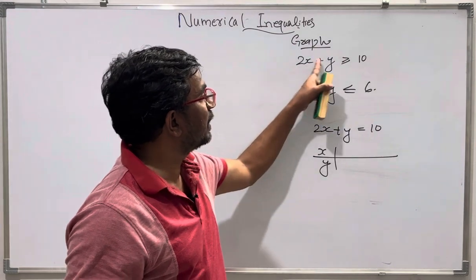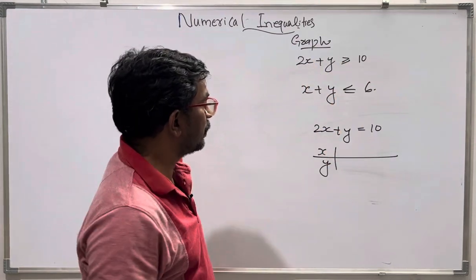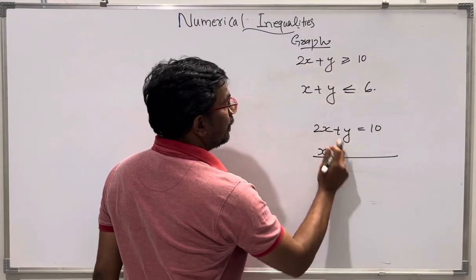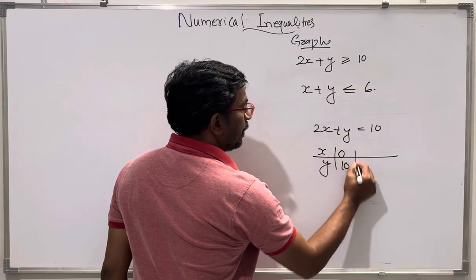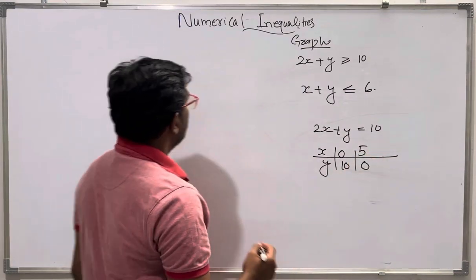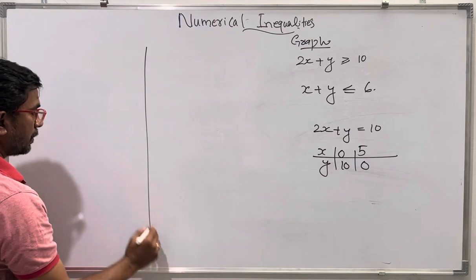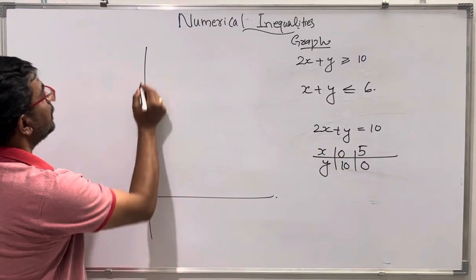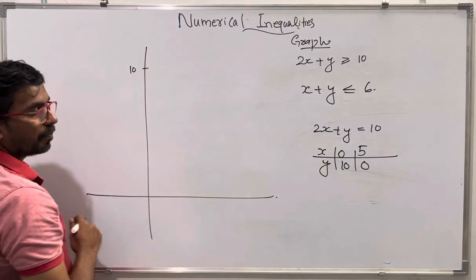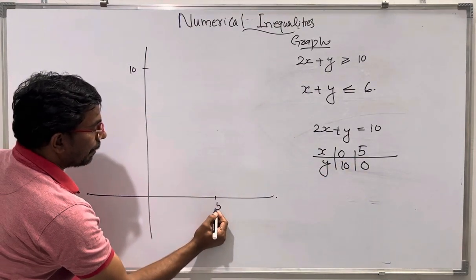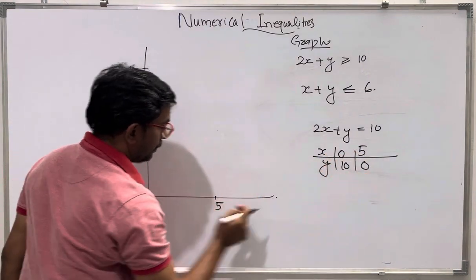So let us decide this line. When I put x as 0, then y will be 10. If I put y as 0, then x will be 5. So on the graph, you find the point 0, 10, which is somewhere here, and 5, 0 is this point.